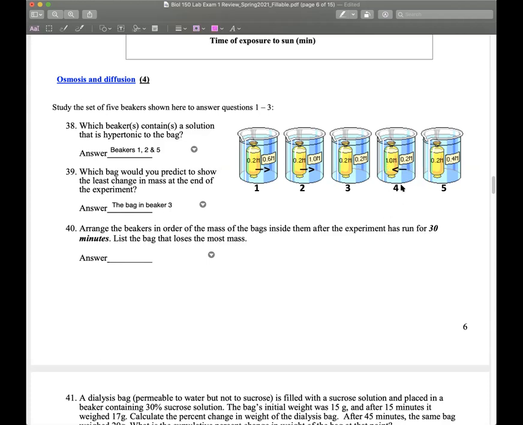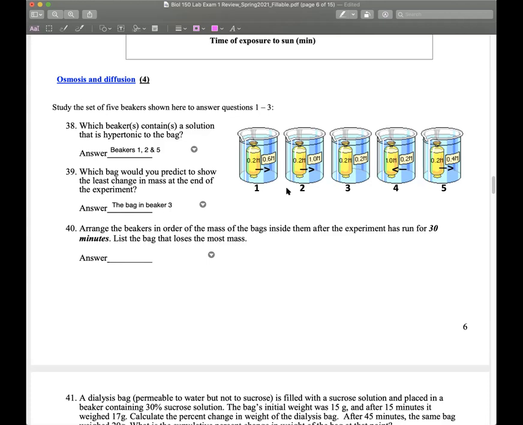So yeah, now water is entering the bag. So this bag is going to gain weight. It's going to get heavier by the time we end our experiment. And then finally, number 5, well, we already established that this beaker solution is hypertonic compared to the bag solution. 0.4 is greater than 0.2. So once again, we're going to have water leaving the bag and entering the beaker.